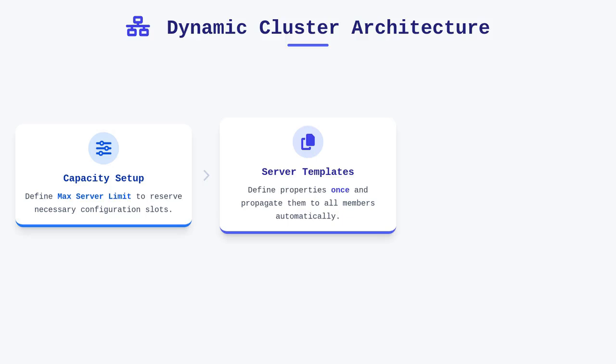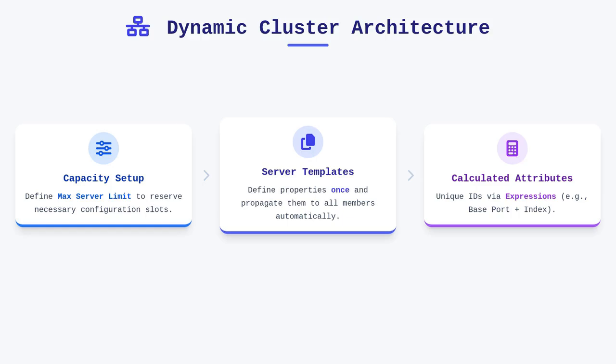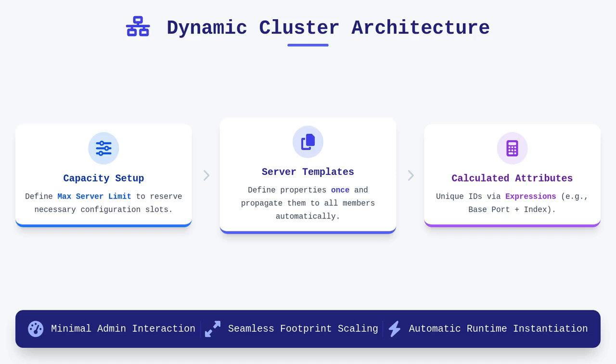members without redundancy. Attributes that need to be unique per server, such as listener ports or server names, are managed through calculated expressions. For instance, you can instruct WebLogic to generate a listen port by taking a base port value and adding an index representing the current server's position in the cluster. This abstraction allows you to scale your footprint from a few nodes to dozens with minimal administrative interaction, as the infrastructure handles the instantiation of these properties automatically at runtime.